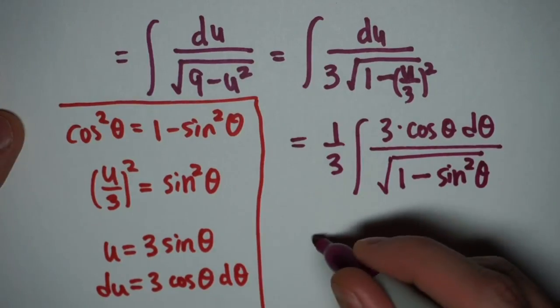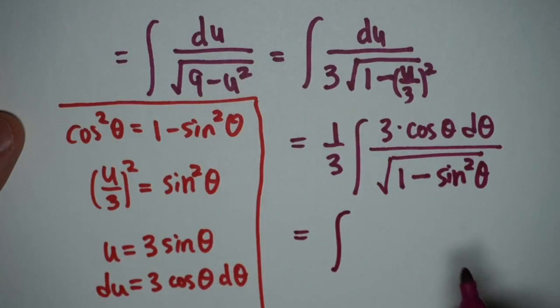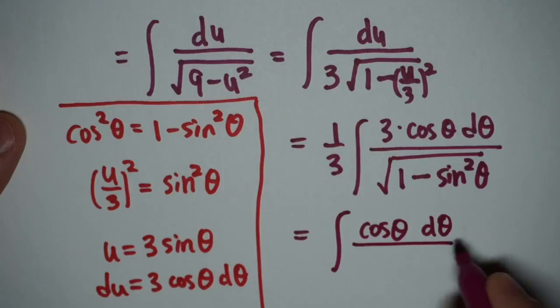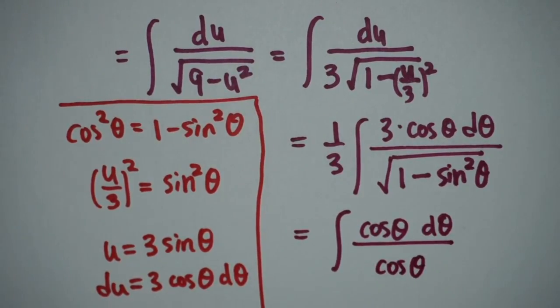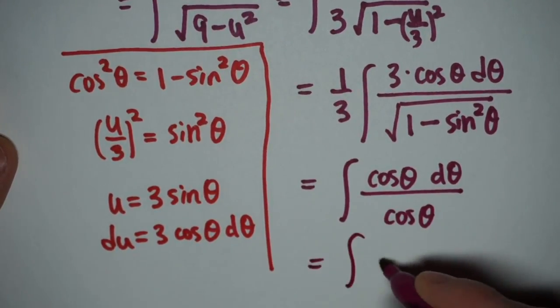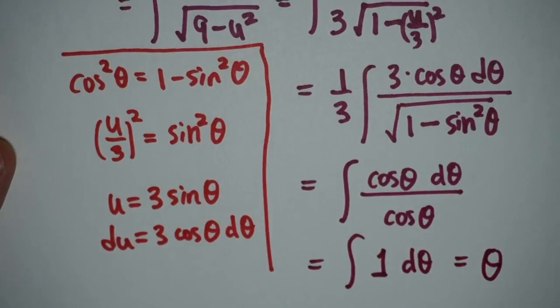And so the 3's cancel very nicely, and I'm just left with the integral of the cosine of theta divided by the square root of cosine squared. So cosine theta again. So I have the integral of 1 d theta, which means my integral is going to be just theta plus the constant c.